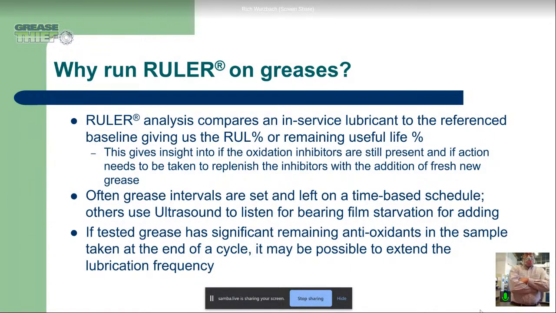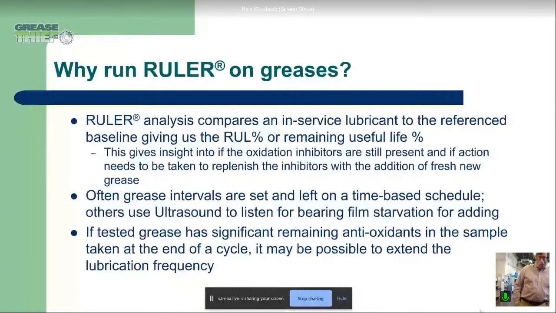Now, that time-based schedule is often the default situation. And sometimes it's extremely default, like once a quarter, just lubricate everything, pump grease until it comes out somewhere. That's obviously not ideal. Other folks have gotten more precise with determining those intervals by using calculations and pretty broad engineering assumptions about what that particular application is and how it's stressing the grease. Other folks will use ultrasound, and there you're listening for bearing film starvation. So you look for the ultrasound levels to jump when you no longer have sufficient grease present.